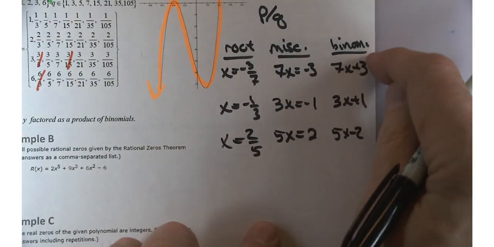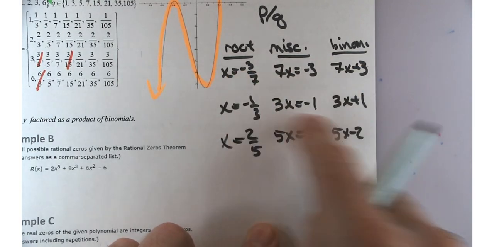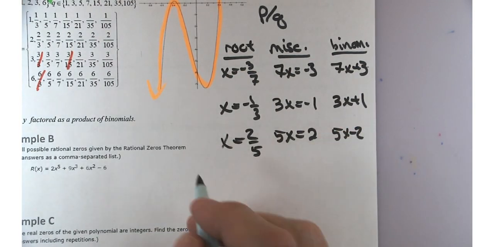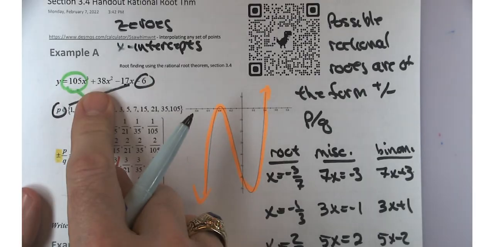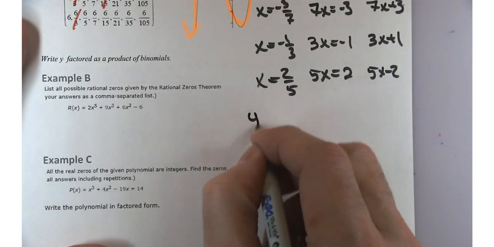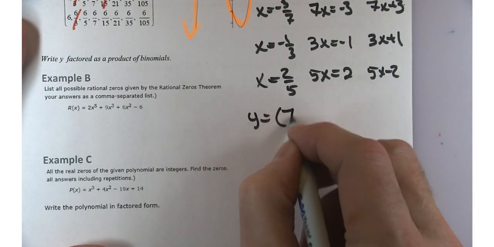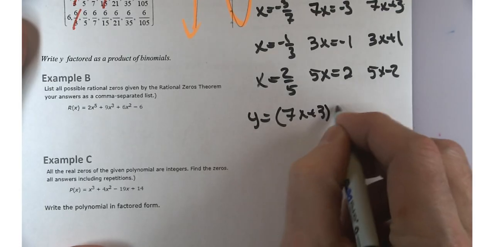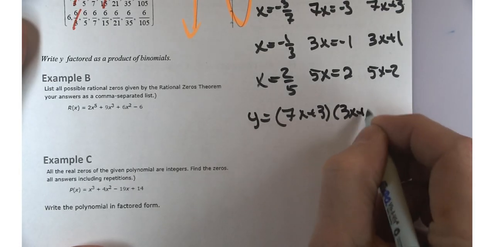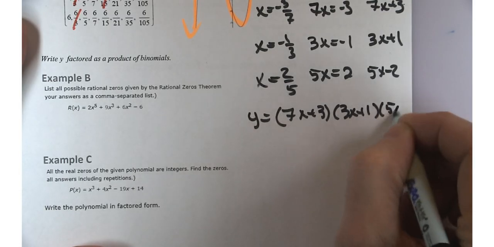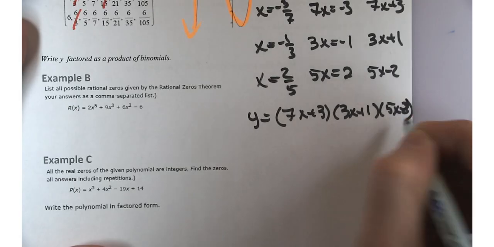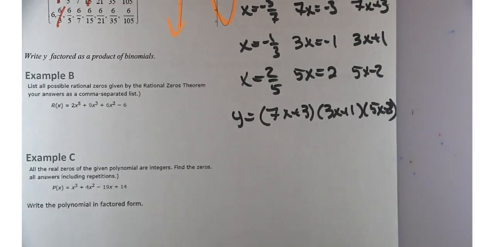But these are the factors that correspond to these roots. So my polynomial up here, y, can be rewritten as y equals 7x plus 3 times 3x plus 1 times 5x minus 2. There you go. Beautiful. So you've got it completely factored now, which is nice.